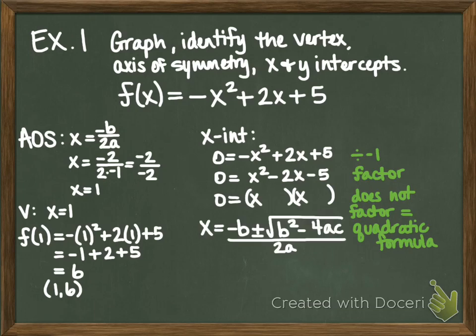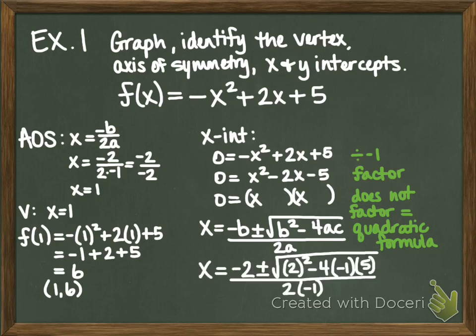The quadratic formula is x equals negative b plus or minus the square root of b squared minus 4ac all over 2a. So we're going to go back and we're going to plug in a, b, and c into this formula and simplify. So if I do negative 2 plus or minus the square root of 2 squared minus 4 times negative 1 times 5 divided by 2 times negative 1.